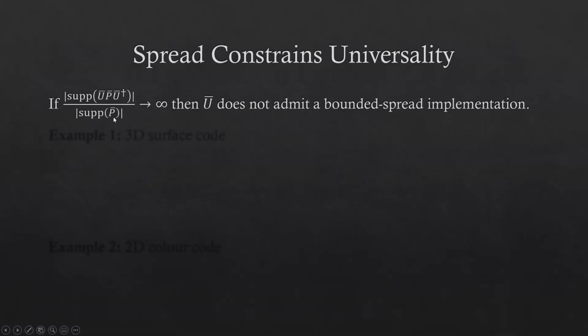The reasoning for this is that if P bar is mapped under U bar to some much larger operator U bar P bar U bar dagger, then this much larger operator will involve a large spread of Pauli operator P bar, and this large spread will preclude it having bounded spread.